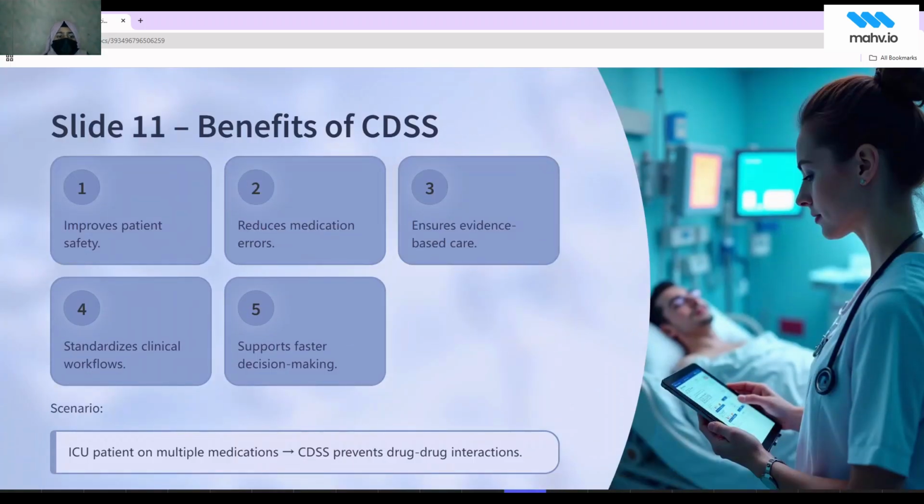The benefits of CDS are: it improves patient safety, reduces medication errors, ensures evidence-based care, standardizes the clinical workflow, and supports faster decision making. Let's suppose a scenario: an ICU patient on multiple medications. CDS prevents the drug interactions.